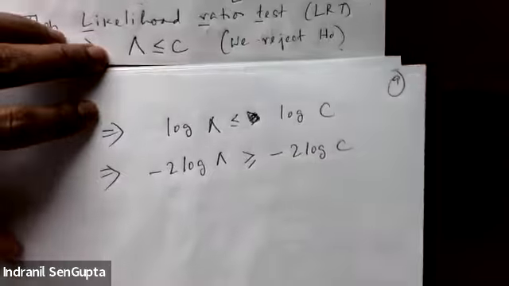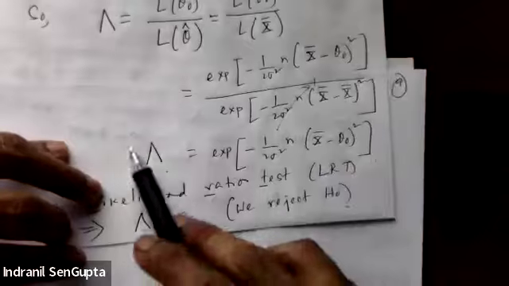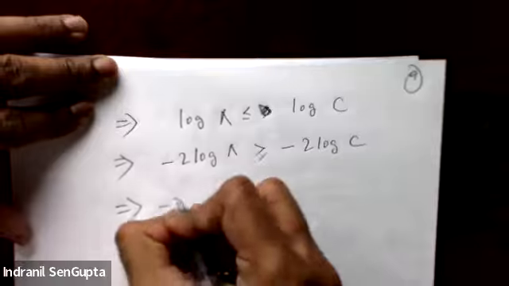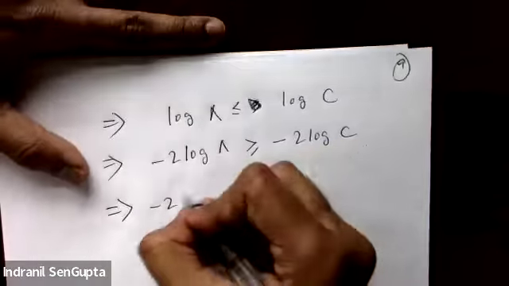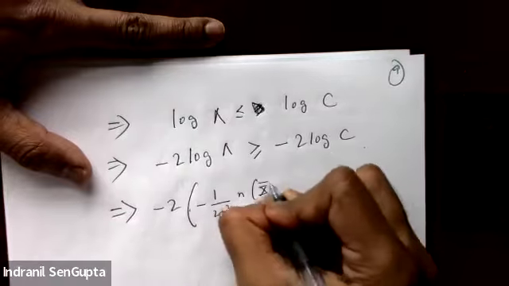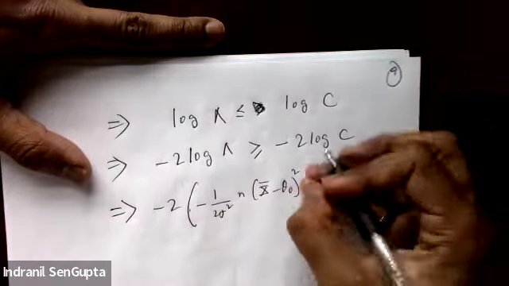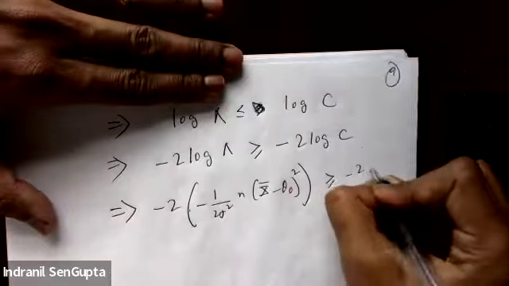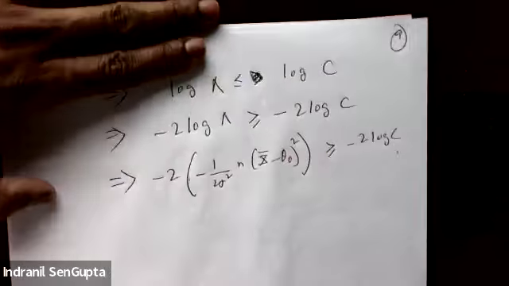Now let's plug in the value of lambda, and you will see that minus 2 log of that quantity is 1 over sigma squared n (x bar minus theta 0) squared, bigger than minus 2 log c for our case.